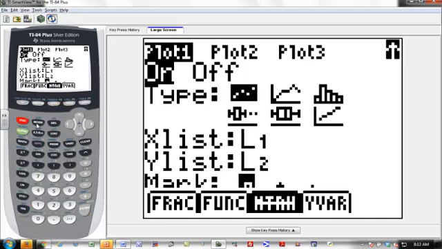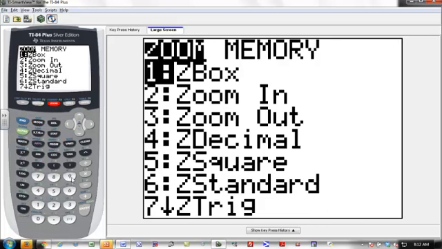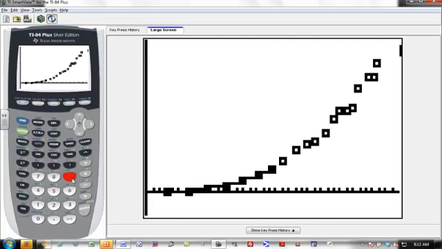Zoom. Crashes on me. Zoom 9. There's the data. And there's an equation that we think models the data. How did we do? Pretty good.